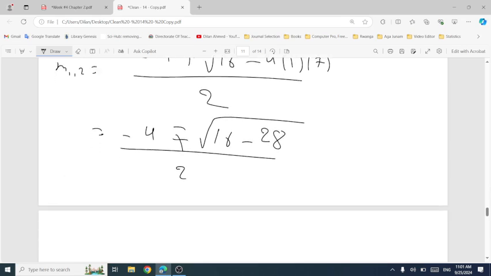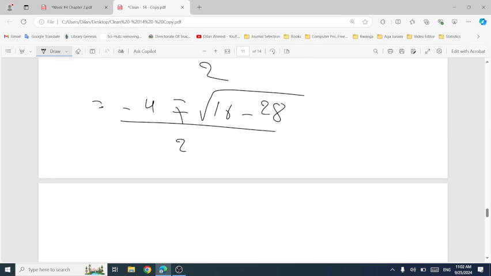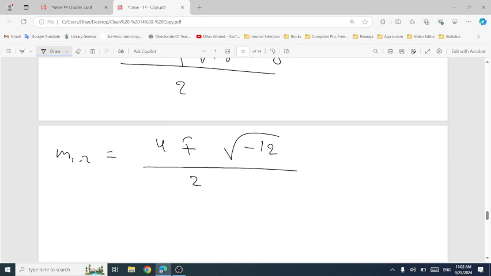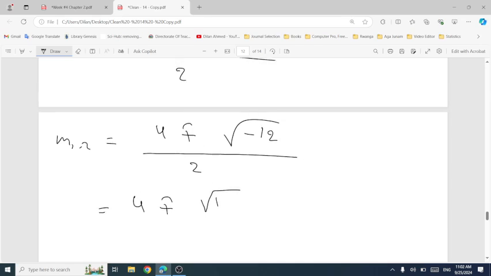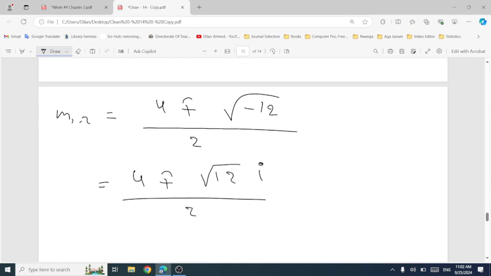28. Minus 16, am I right? Yes, you are right. Thank you. Let's be patient. Minus 4 plus or minus 12, okay. Over 2. Am I right? Okay. I'm gonna change it like that. Do you agree with me? Hello? 12 equal to what?